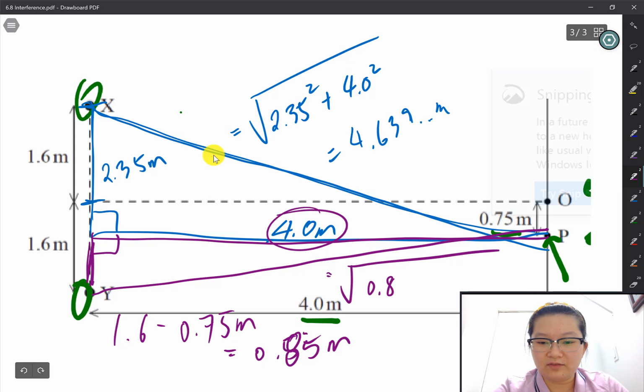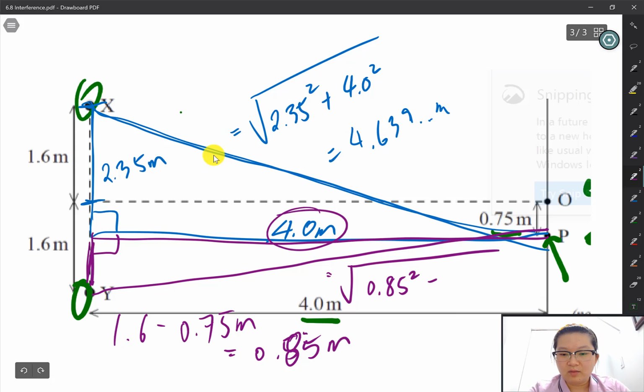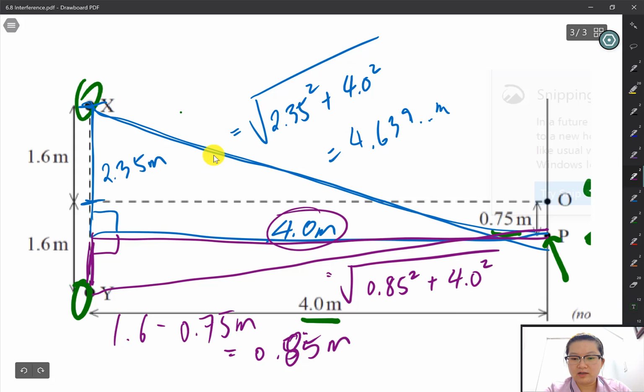Okay, so that base here is 0.85 meters, which means to get the hypotenuse, I need to take 0.85 meters squared plus 4 meters squared. Okay, and that's going to give me about 4.089 meters. Again, I'm going to save this number.